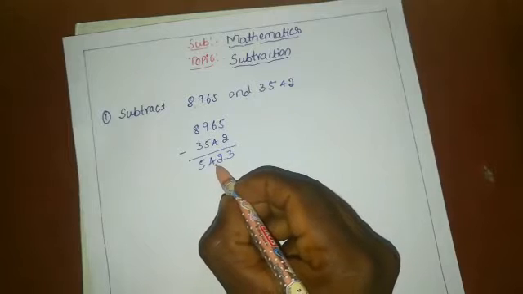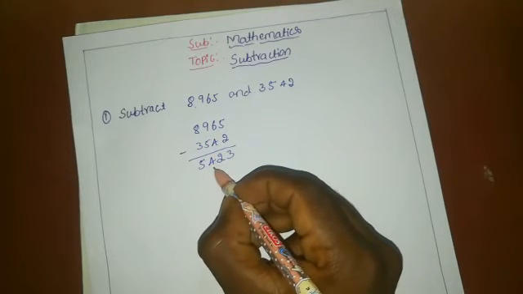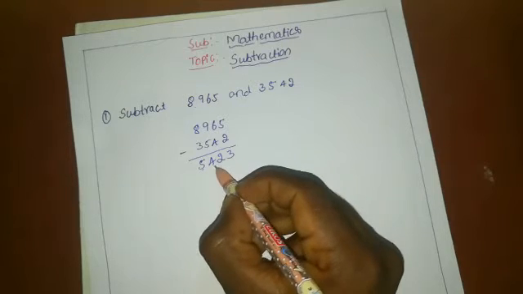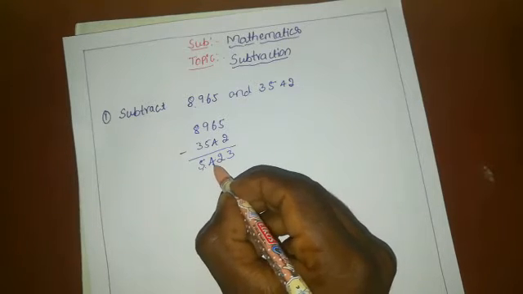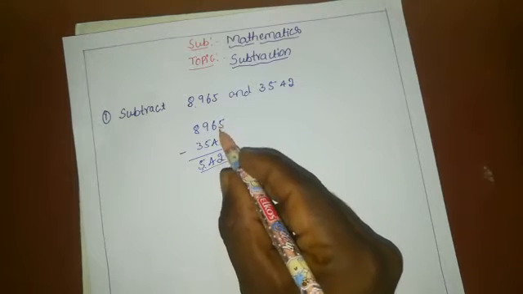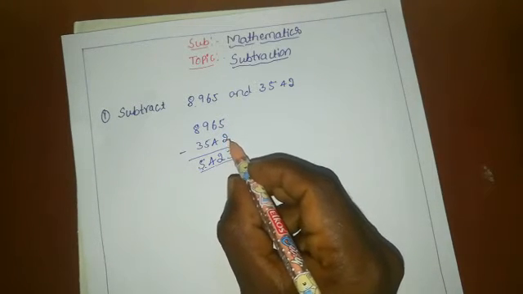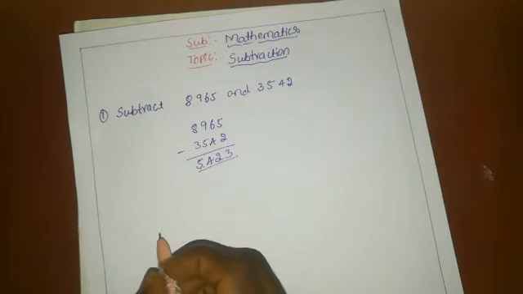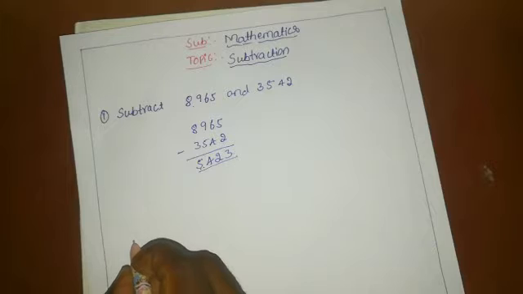Then how do you pronounce this? The difference between this and this is 5423. Thus we pronounce the number 5423. This is the difference between the two numbers. These are the concepts we learned in the previous class. And now we shall learn how to subtract 5 digit and 6 digit numbers.